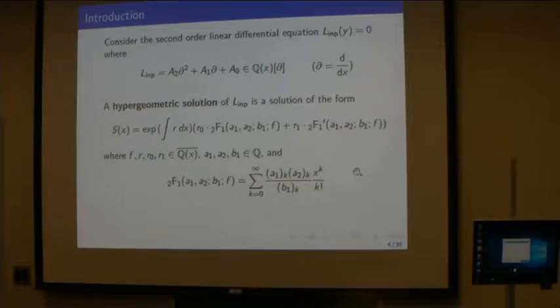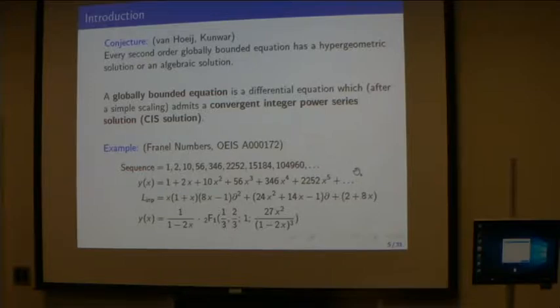These 2F1 type solutions are very common. Maybe that is the reason why we are interested in only 2F1 type solutions. And we have a second order equation here. But can it happen that a second order equation has as a solution 3F2?